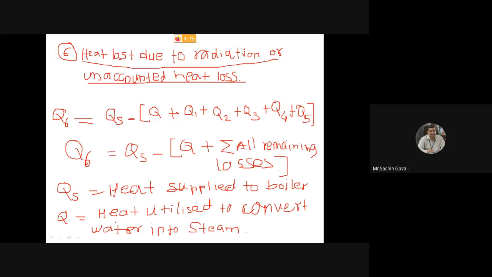Okay, everybody understand? This is the last loss. In every numerical this loss we have to calculate. Others, depending on condition, information given in the numerical, others we have to consider. But this loss number 6 always we have to consider in each and every numerical. Understand?